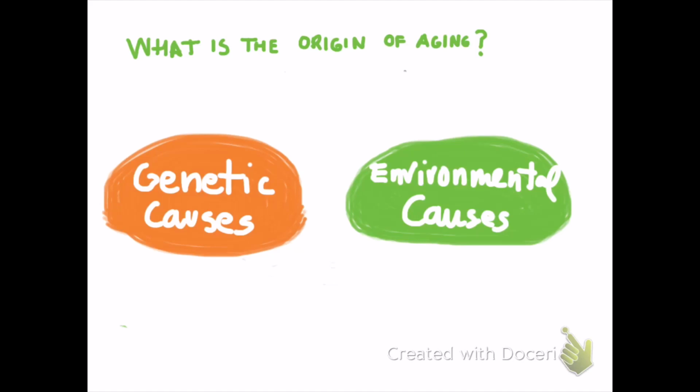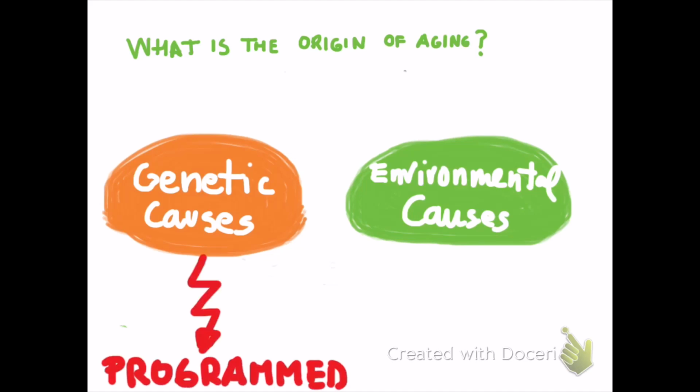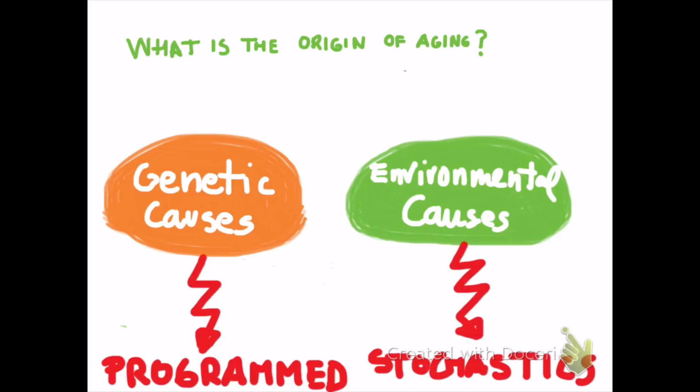In summary, two general causes of aging are proposed: genetic cause and environmental cause. Genetic causes are associated with the existence of an aging program, while environmental causes are usually associated with generalized and non-programmed cell damage.